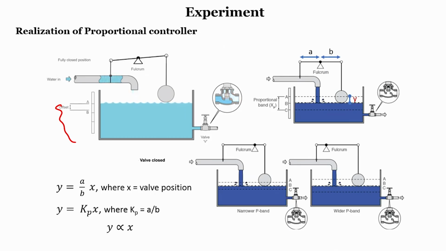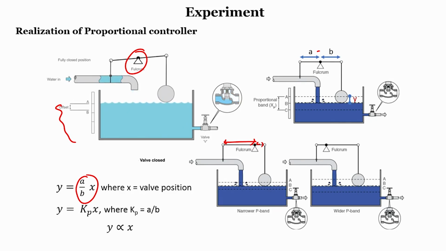So if I want to change the gain of the system in a mechanical way, the position of this fulcrum decides the band of your system. For example, if A and B are equal, the output offset is nothing but A by B into X, so A by B is nothing but the gain. Now, what if the fulcrum is in this position? Here the value of A is higher and the value of B is lower, as a result the gain is higher.